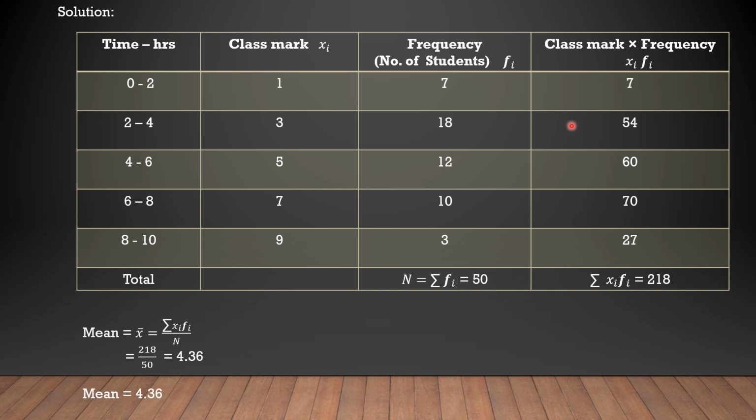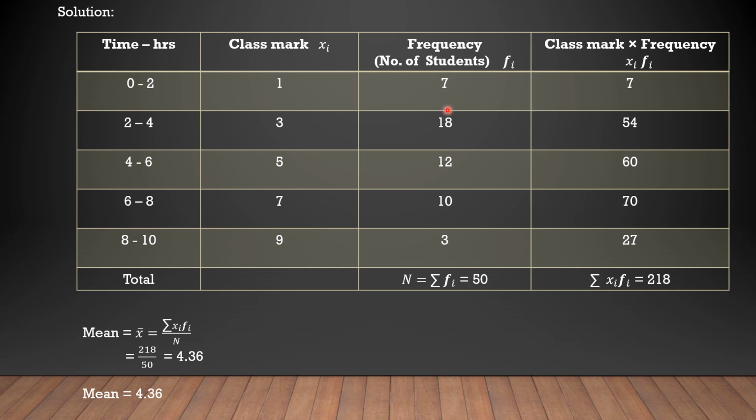Similarly, we find the value of summation of xi fi. So here we add all these values: 7 plus 54 plus 60 plus 70 plus 27. So summation of xi into fi is equal to 280.